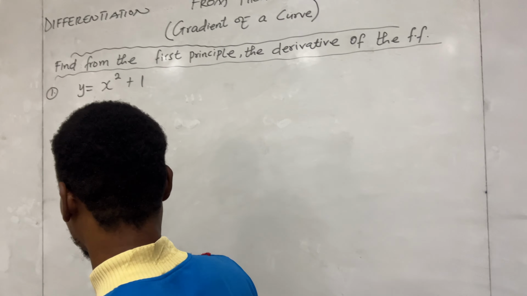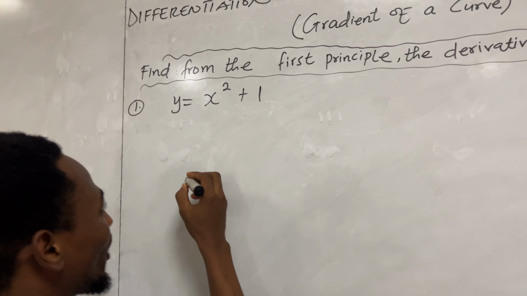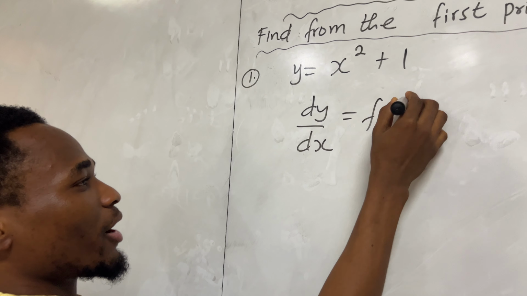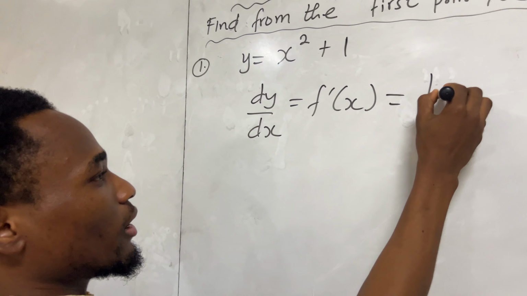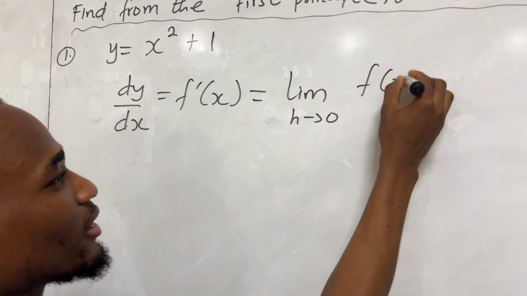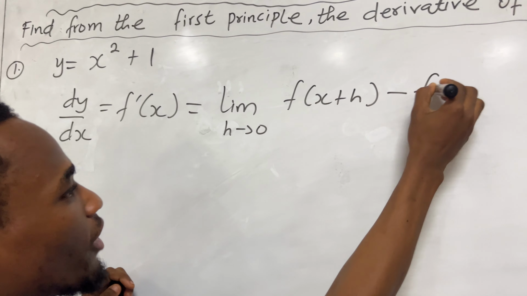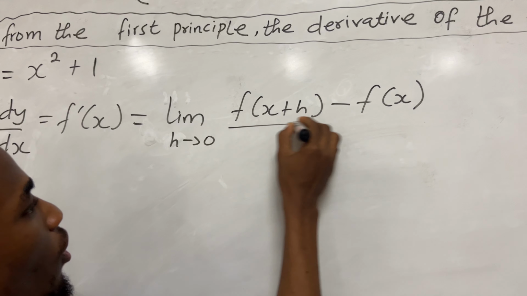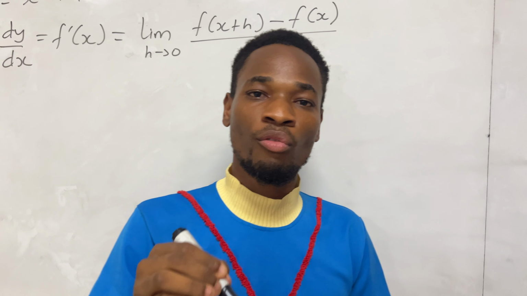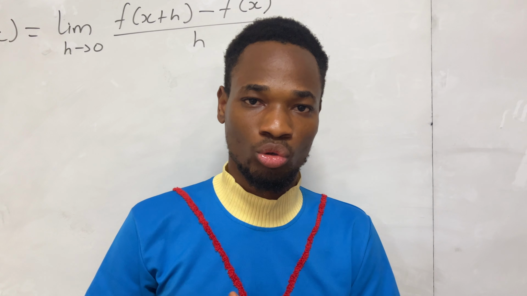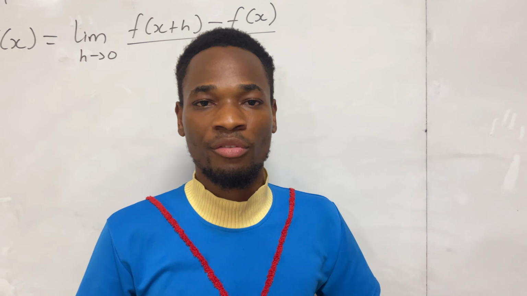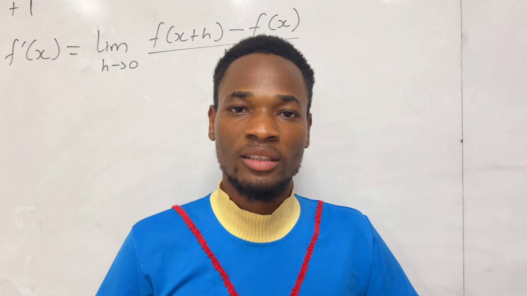Okay, now what do we know? In the formula, we said dy over dx equals f prime of x equals the limit as h approaches 0 of f of x plus h minus f of x, all over h. And we were able to prove why this formula came about. So if this is your first time coming here, you can visit our previous lectures and understand the concepts.